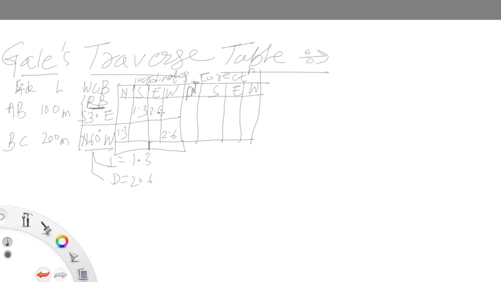If you don't have any difference in the northing and southing or easting and westing, then your traverse is balanced. No need to apply any correction. If northing minus southing is equal to 0, or easting minus westing is equal to 0, then it is balanced. No need to do all these things. Okay.